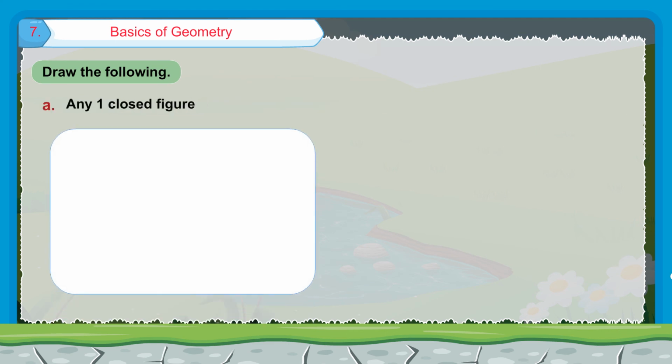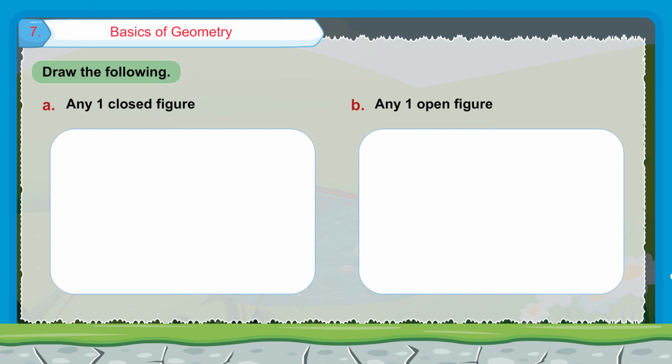Draw the following: A. Any one closed figure. B. Any one open figure. C. Any one closed figure with straight line segments.